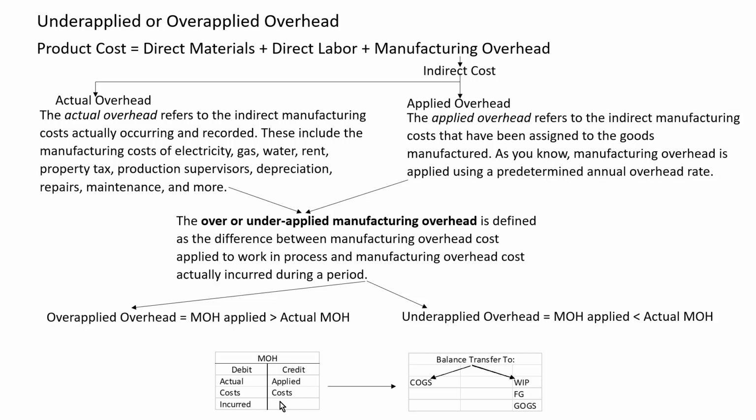Actual manufacturing overhead costs are debited and applied manufacturing overhead costs are credited to the manufacturing overhead account. Actual overhead costs are debited as they are incurred, and applied overhead costs are credited as they are applied to the work in process. At the end of a period, if the manufacturing overhead account shows a debit balance, it means the overhead is underapplied. On the other hand, if it shows a credit balance, it means the overhead is overapplied. This is all better understood with a couple of examples.